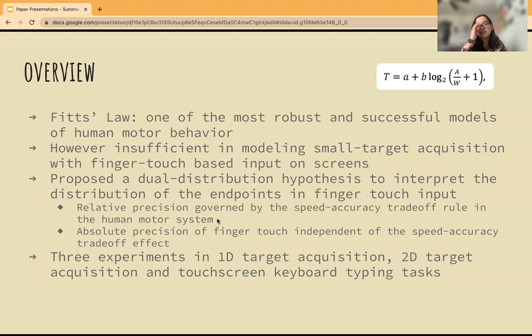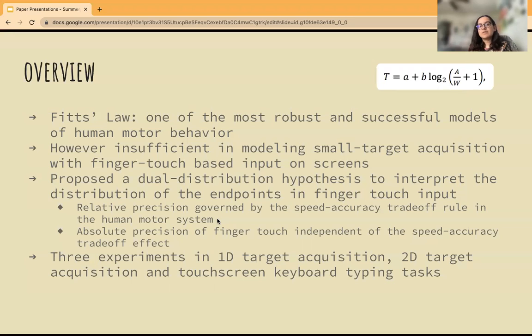So talking about Fitts law for small target activation, it has been proven to be insufficient with finger touch based input on screens. So usually it was used in UIs where we talked about keyboards and everything like that, but with finger touch, it has been insufficient. So this paper proposed a dual distribution hypothesis to interpret the distribution of the endpoints in finger touch movement.